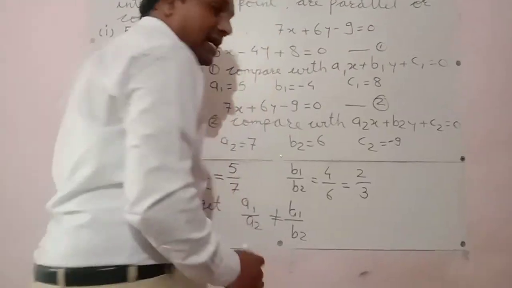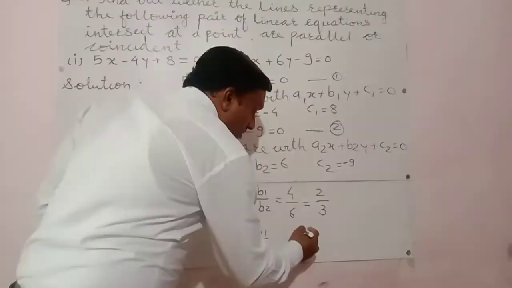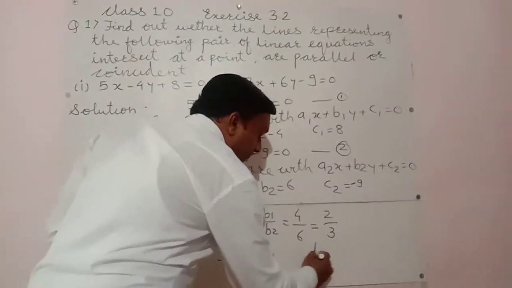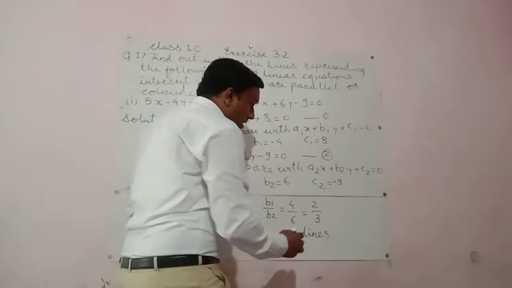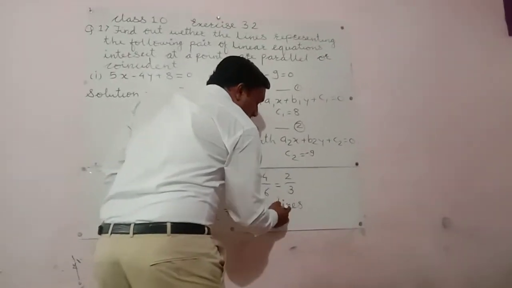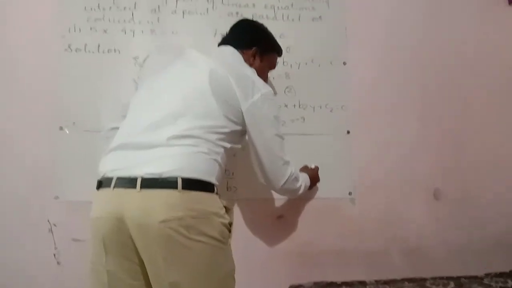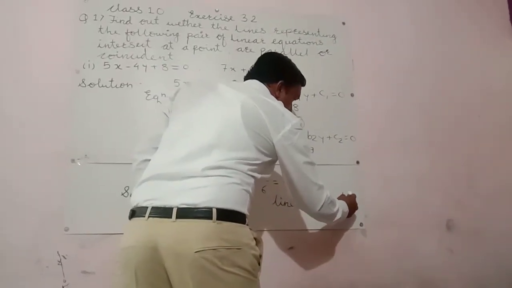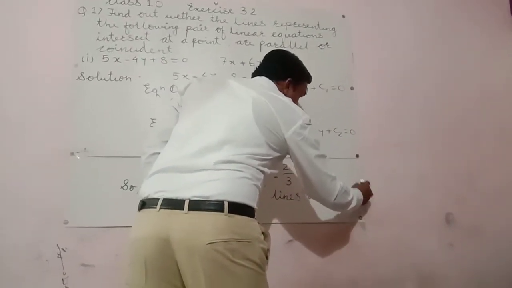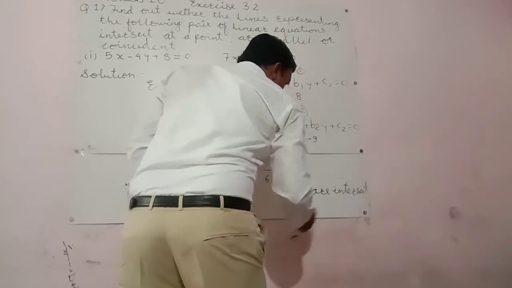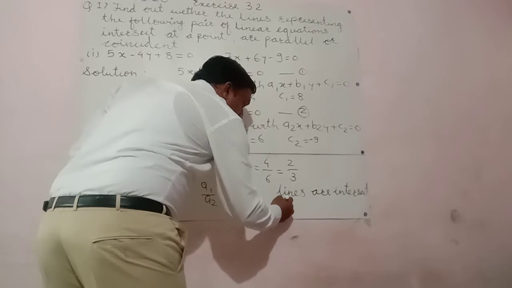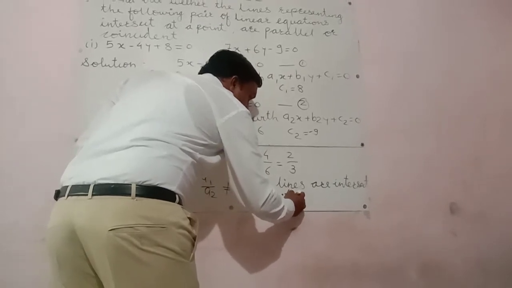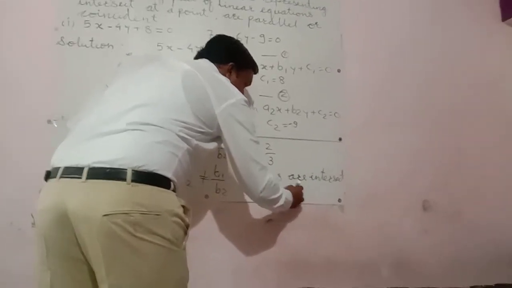Therefore, we can say that the pair of lines intersect at a point.